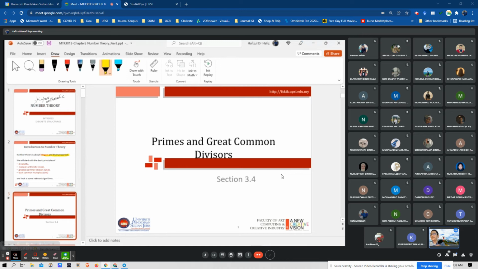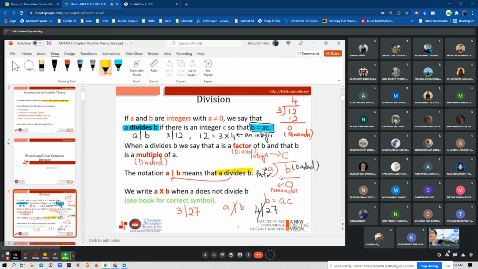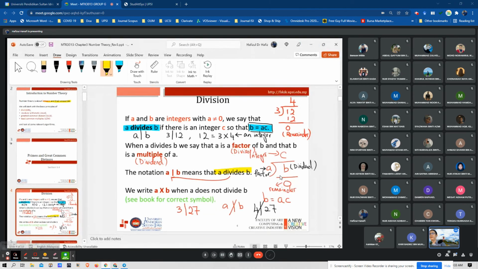First we take a look at primes and the greatest common divisor, GCD. For division, you can see division is quite common. If you have A and B, integers, with A not equal to 0, we can say that A divides B if there is an integer C such that B is equal to AC. For example, 3 divides 12, because 12 is equal to 3 multiplied by 4, which is an integer.